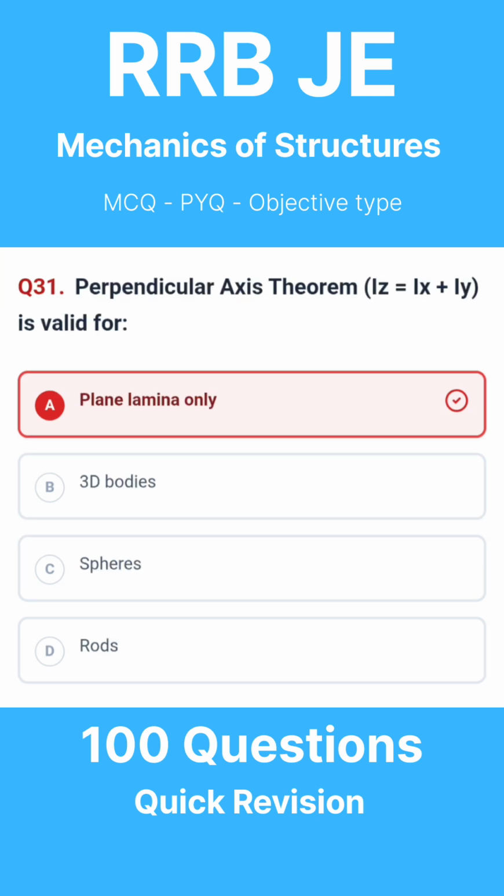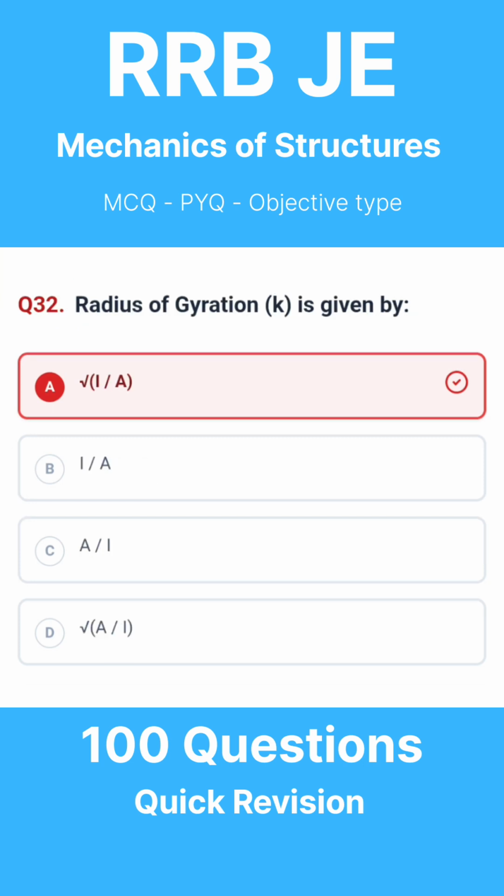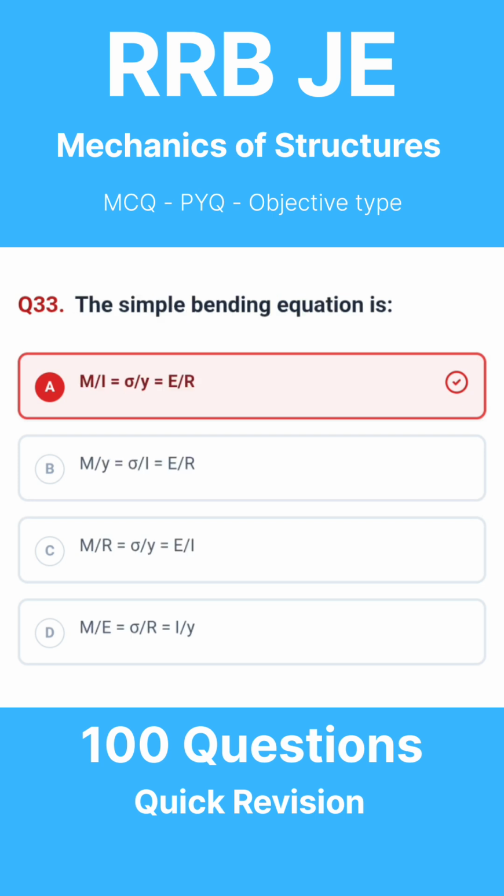Question 31. Perpendicular axis theorem, Iz equals Ix plus Iy, is valid for. The correct answer is plane lamina only. Question 32. Radius of gyration k is given by. The correct answer is square root of I divided by A. Question 33. The simple bending equation is. The correct answer is M divided by I equals sigma divided by y equals E divided by R.